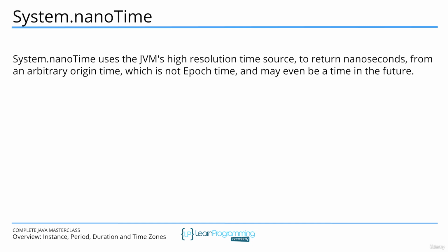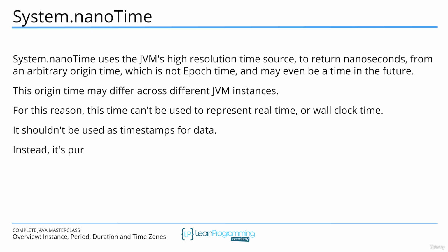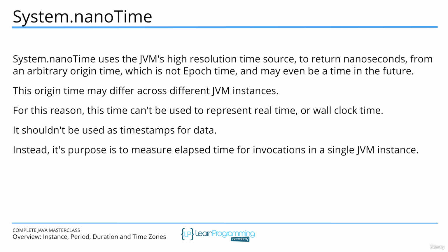System.nanoTime uses the JVM's high-resolution time source to return nanoseconds from an arbitrary origin time, which is not epoch time and may even be a time in the future. This origin time may differ across different JVM instances. For this reason, this time can't be used to represent real time or wall clock time. It shouldn't be used as timestamps for data. Instead, its purpose is to measure elapsed time for invocations in a single JVM instance.